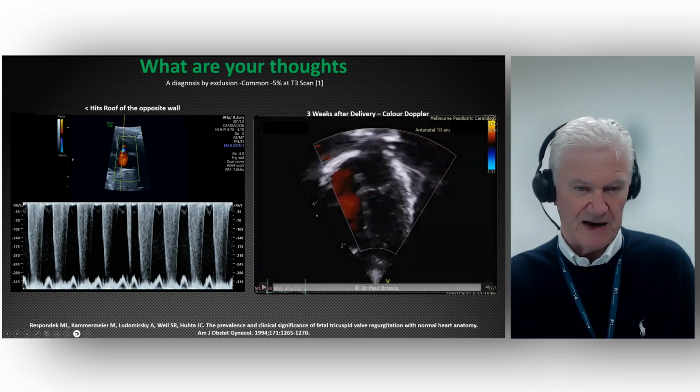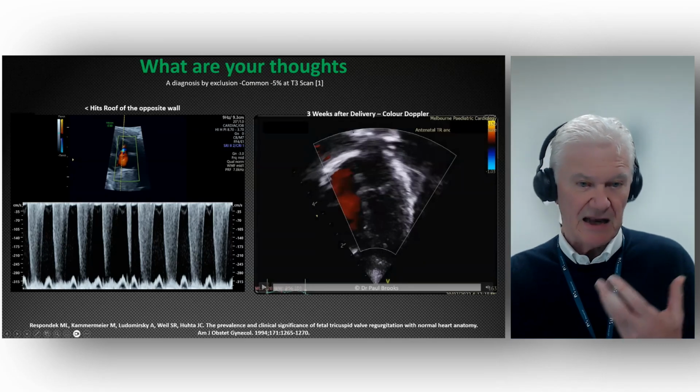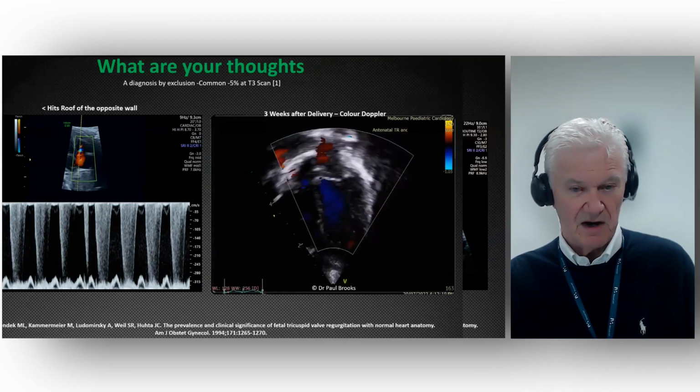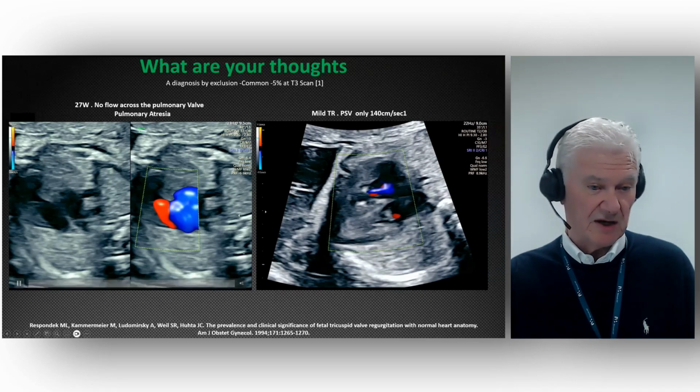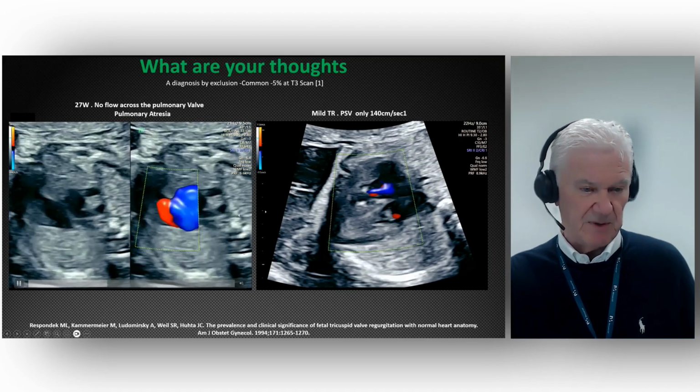After birth, the pulmonary vascular resistance drops, the compliance in the ventricles improves, and tricuspid valve regurgitation resolves. A very important point. On the flip side of the coin, let me show you another case. This is post-lasering of a twin pregnancy in the recipient twin.